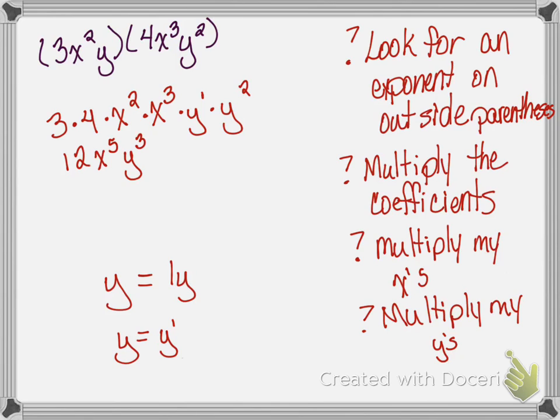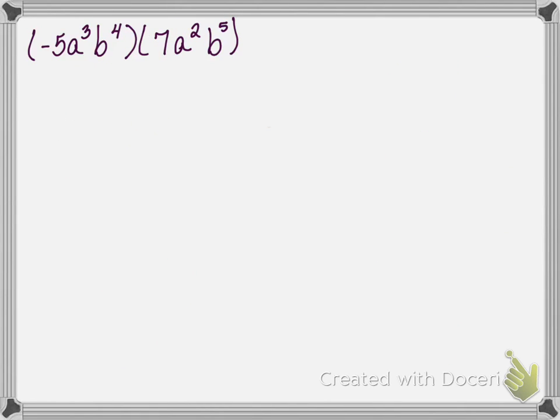Can I go to the next one? Here I have negative 5, a to the third times b to the fourth, all of that inside parentheses, and I am multiplying that times 7a squared b to the fifth. The first thing that I'm going to look at are my numbers, my coefficients. So I have negative 5 times 7. What is negative 5 times 7? Negative 35.